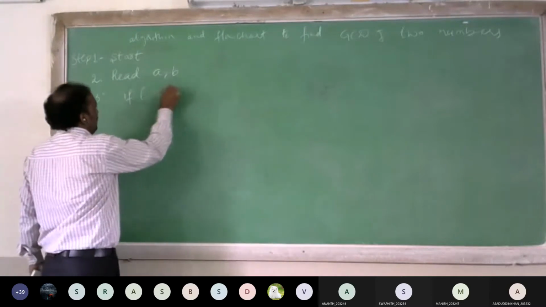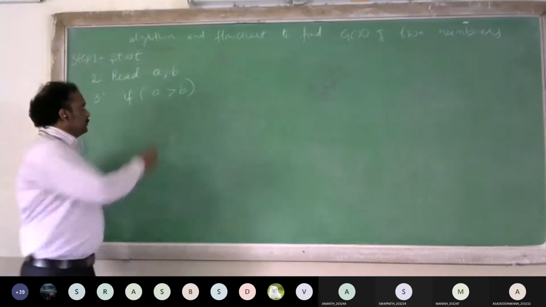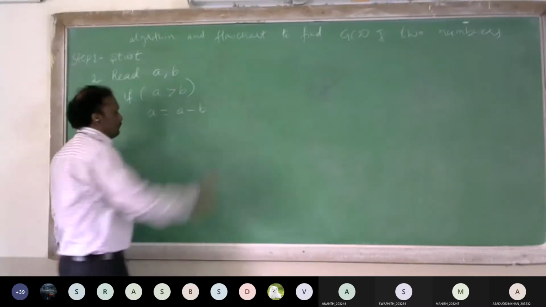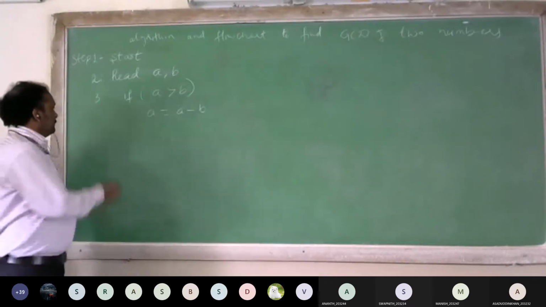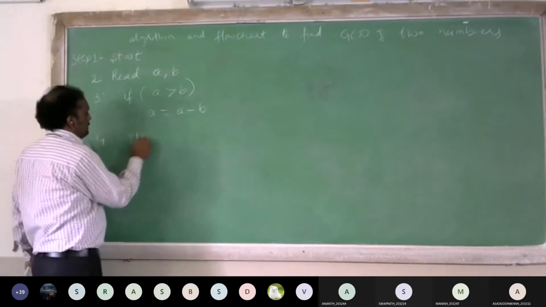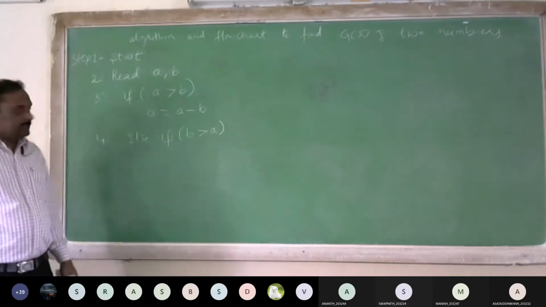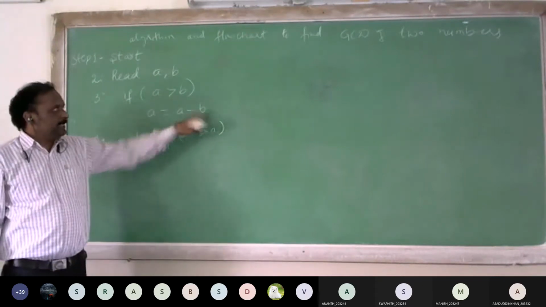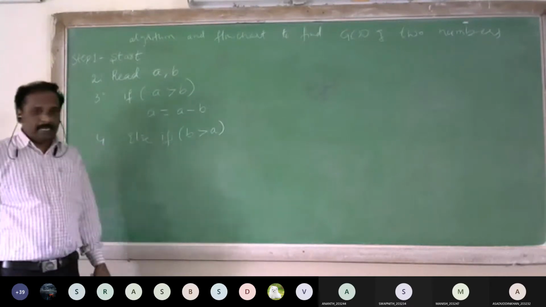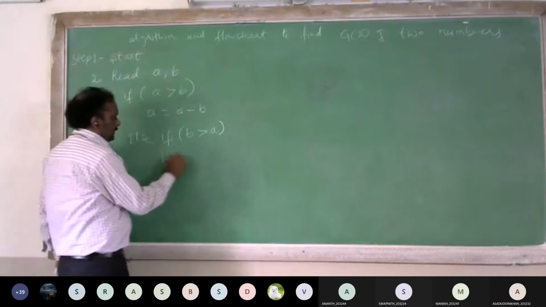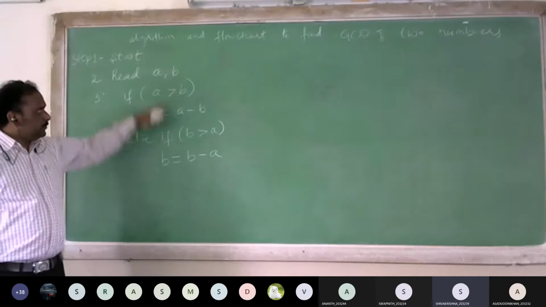If A is greater than B, then we need to do A is equal to A minus B. Fourth, else, if B is greater than A, what do we need to do? Then B is equal to B minus A.